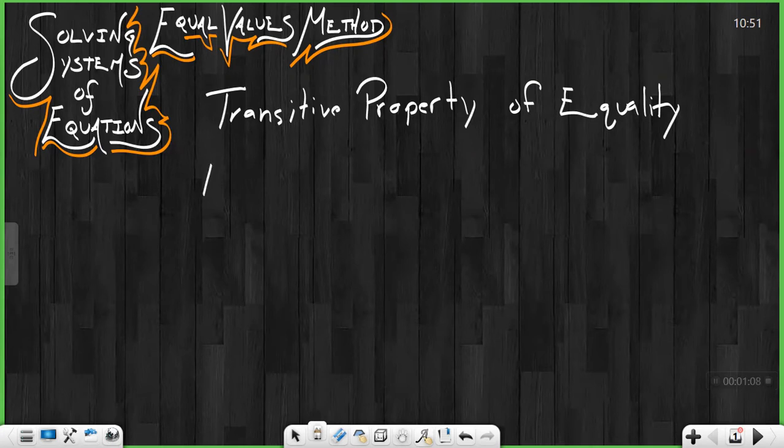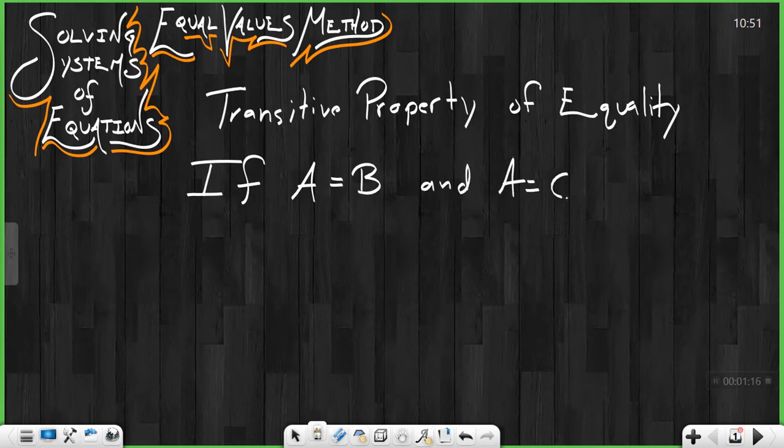Well, that's what it says because it mathematically just states if A equals B, and if A also equals C, well, then we must conclude that B is equal to C. All right, that's the transitive property of equality. Now, how does equal values method apply that?